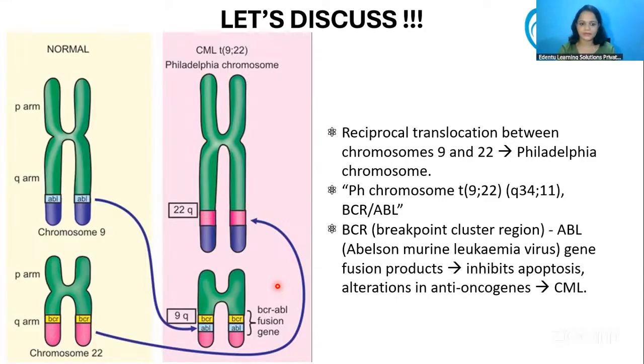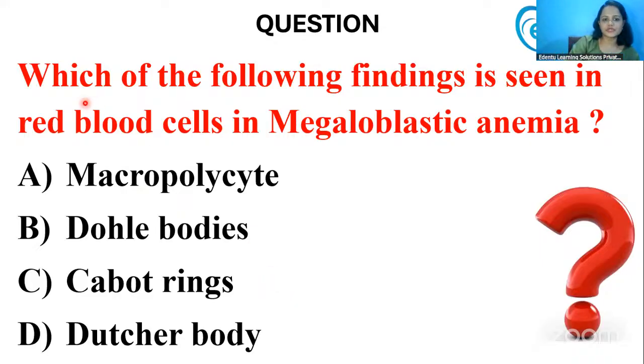So remember that. The next question: which of the following findings is seen in the red blood cells in megaloblastic anemia? Findings seen in the red blood cells, not the neutrophils or other cells. The options are macropolycyte or Howell-Jolly bodies, Cabot rings, or Dutcher bodies. For this you have to know what these bodies are.